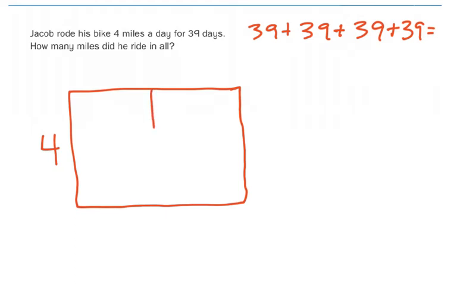Now I'm going to divide this in half. I'm going to take the number 39 and take the value of the 3, which is 30, plus the value of the ones place, which is 9. Now all I have to do is do my basic multiplication fact or extended fact. This is what we worked on earlier.